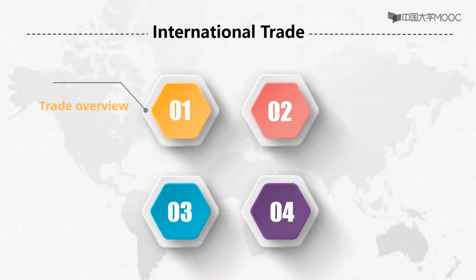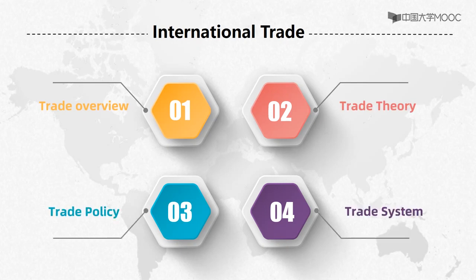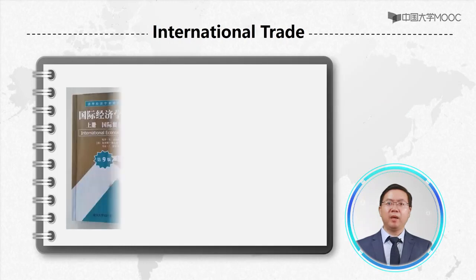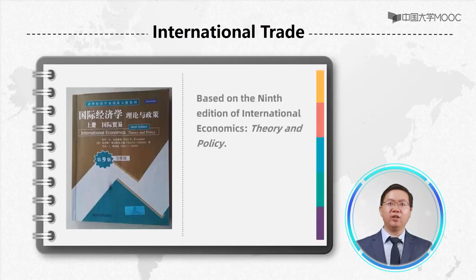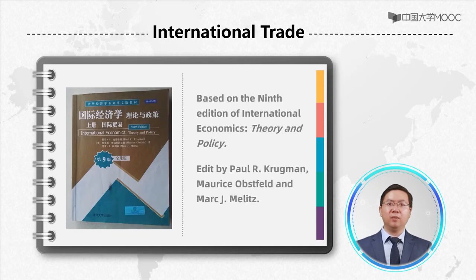They are trade overview, trade theory, trade policy, and the trade system. It is based on the 9th edition of International Economics: Theory and Policy, edited by Paul Krugman, Maurice Obstfeld, and Marc Melitz, but the content goes beyond the textbook and is combined with the lecturer's own research and understanding. Lots of data have been updated, and parts of the lectures are delivered from an Asian perspective.